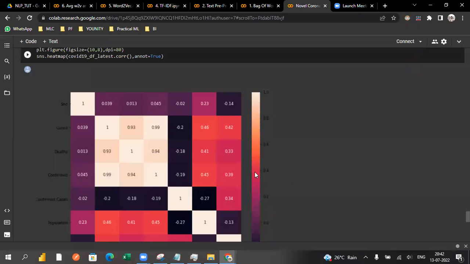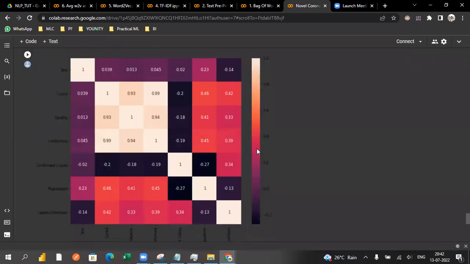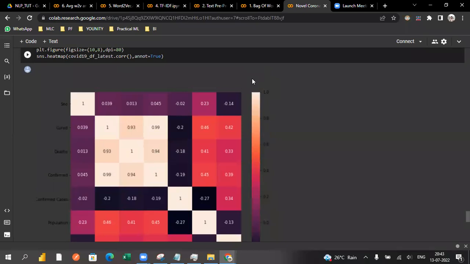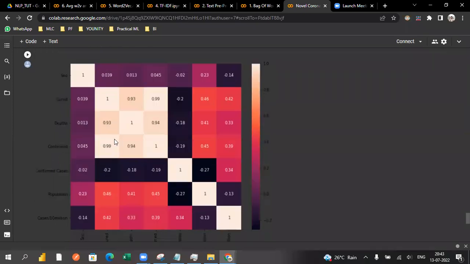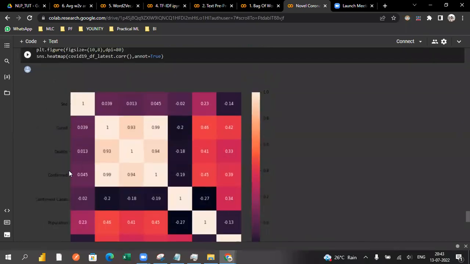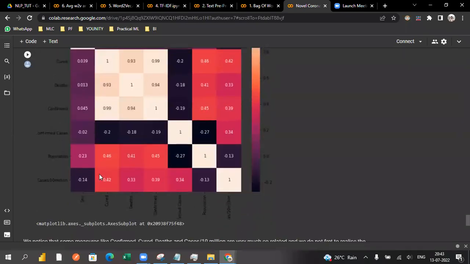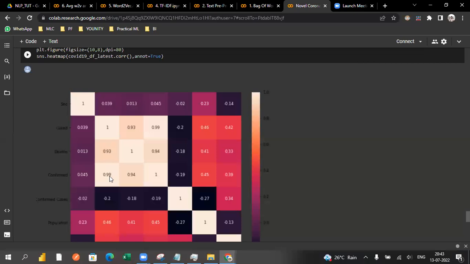You can see this coloring map helps us understand it. Whenever there is darkness, that much darkness in terms of black, we can call it non-correlated features. And whenever we have some whitish or orange-whitish color, we can call it highly correlated values. You can see this region is very highly correlated, except for the diagonal. You can see something called death versus cured and confirmed versus cured. So these two are very correlated with each other.